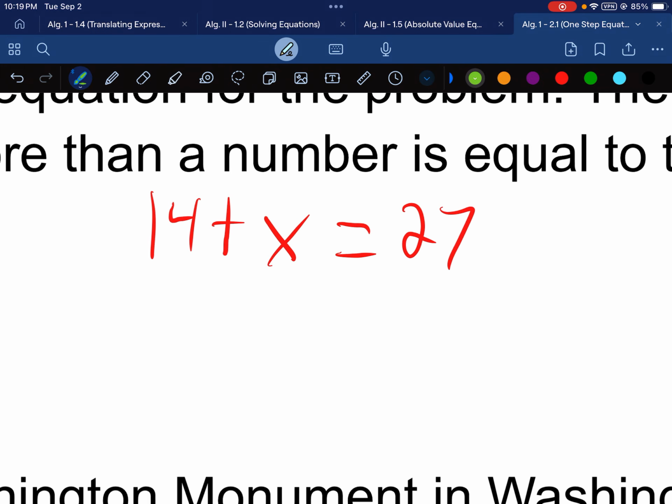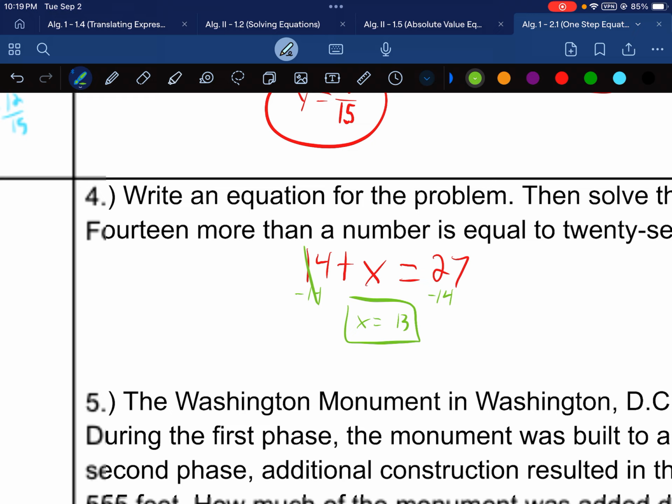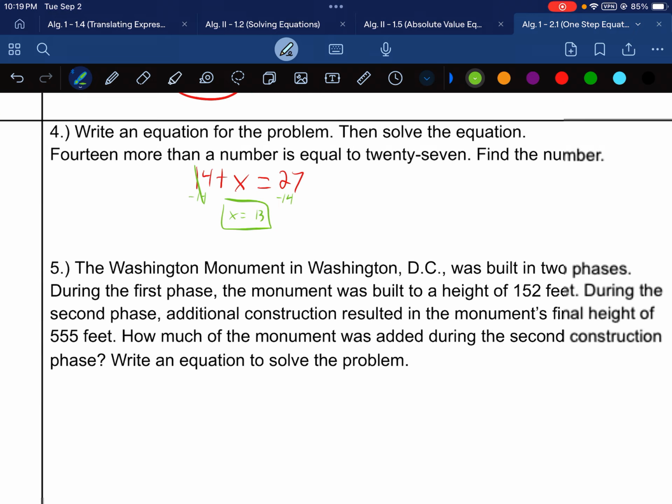Now I have to get x by itself to find the number, to solve the equation, and it's being added by 14. So I undo that by subtracting by 14, and 14 minus 14 is 0, and I get x. I subtract 14 from the other side to keep things equal, and I get 13, and so the number must be 13. That 14 more than 13 is equal to 27.